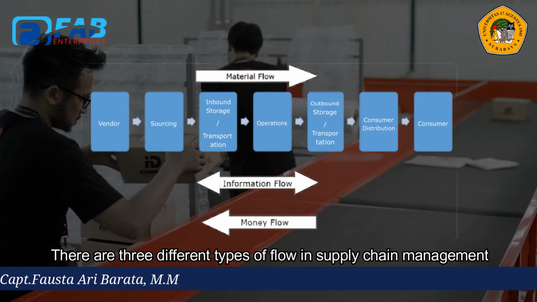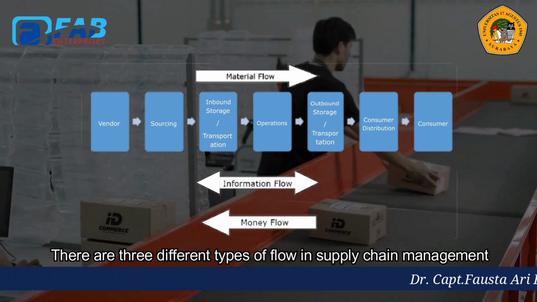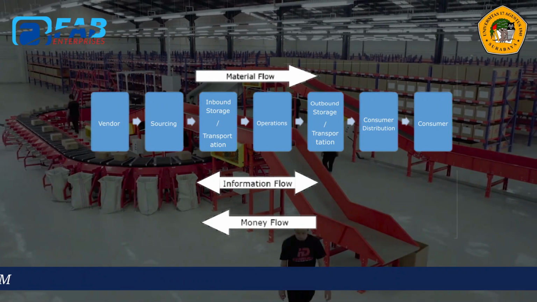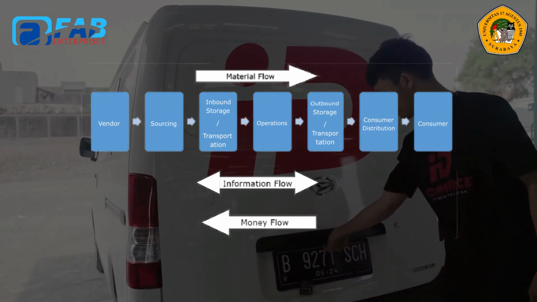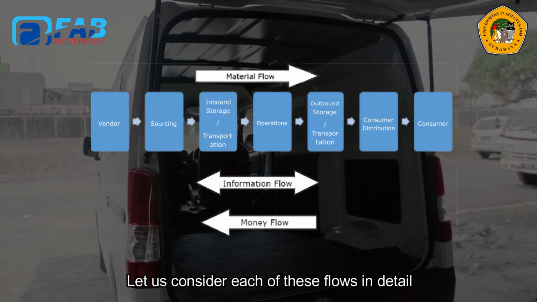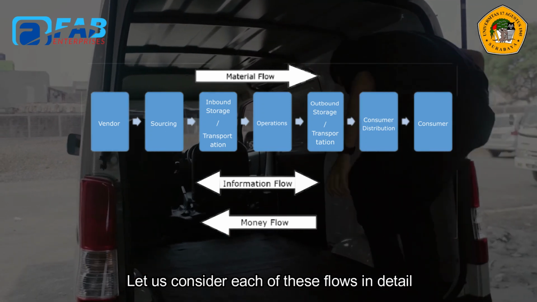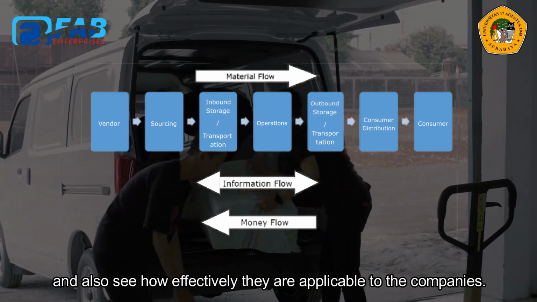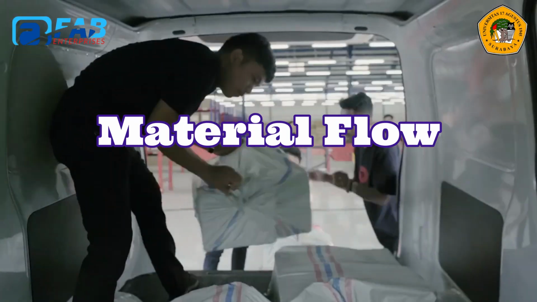Types. There are 3 different types of flow in supply chain management. Material flow, information/data flow, money flow. Let us consider each of these flows in detail and also see how effectively they are applicable to Indian companies.